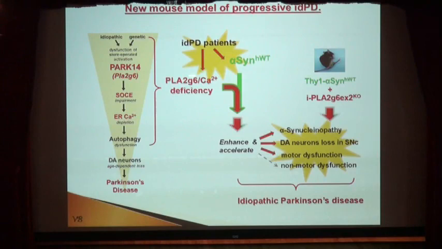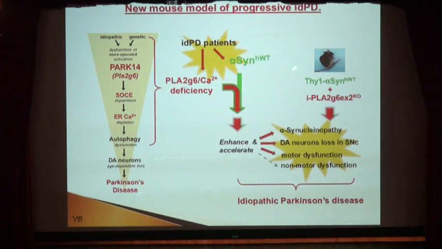So the idea was that if this pathway is impaired in those idiopathic PD patients, they have this PLA2 group 6 deficiency. But guess what they have also? They have wild-type, unmutated synuclein. All of us have. So why do some people develop idiopathic PD and others not? Well, maybe because idiopathic conditions have this deficiency.